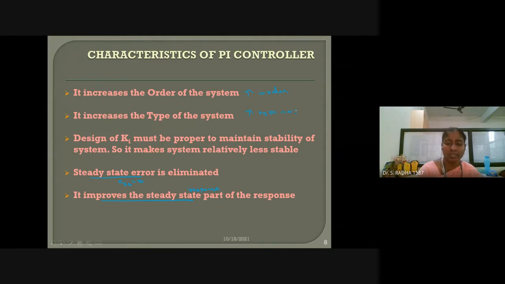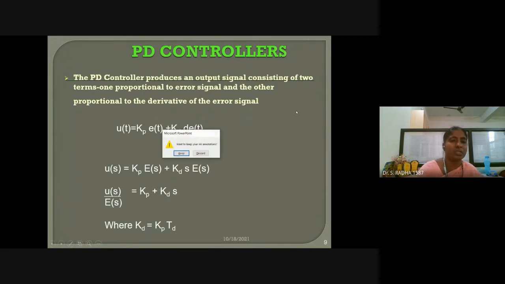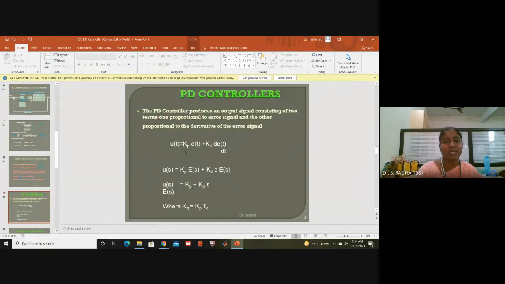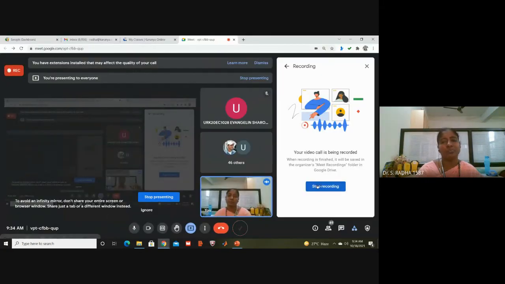PI controller, these are the advantages: order increases, type number increases, ESS is 0, and the steady state response will improve. Four advantages.